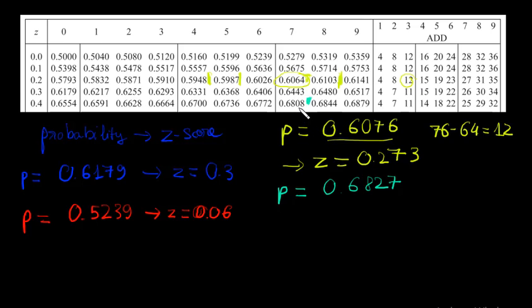Now take a look. 6827 minus 6808 equal to 19. Is there a 19 here? No, I don't have 19 on this one. This one I have 12, exactly 12. Here I have 19. I have no exact number in here, but I take a look. It will be in between this one.